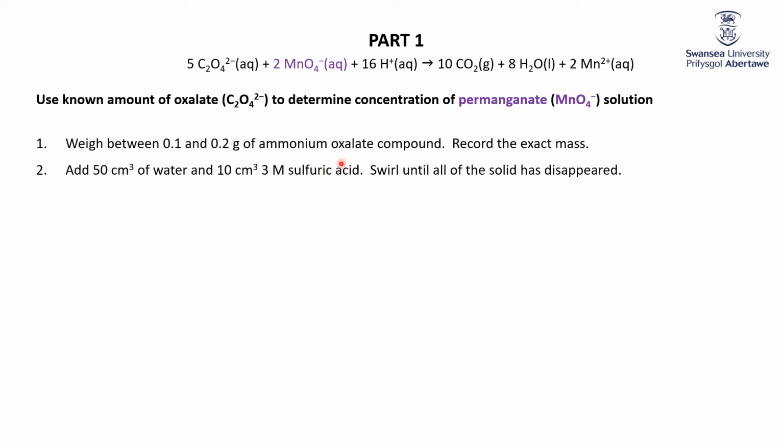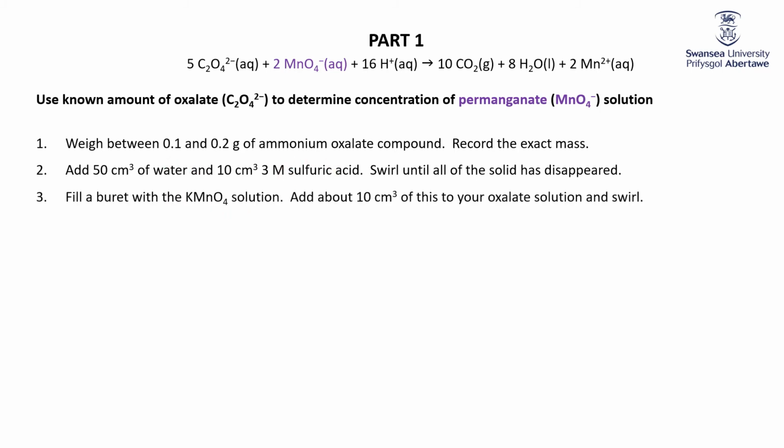Add in some 3 molar sulfuric acid. We need the acid in there to give us the acidic conditions for the reaction, and swirl until all the solid, the ammonium oxalate, has dissolved. Then I fill a burette with the potassium permanganate solution. Again, this solution has potassium ions that are boring and permanganate ions that are interesting. We're going to add about 10 cubic centimeters of this to the oxalate solution and swirl. So I'm going to start the reaction off by just measuring in a known amount of the permanganate solution. Doesn't matter exactly how much of it I add in, because all I'm doing here is starting the reaction.